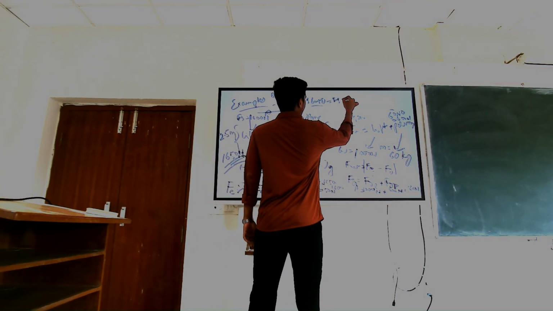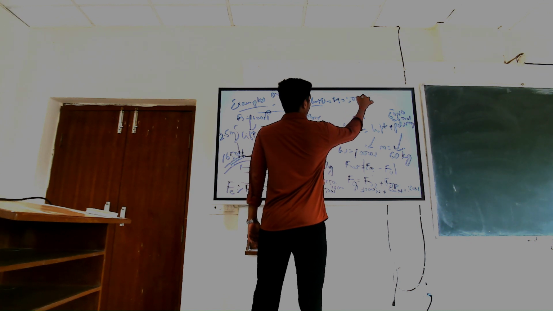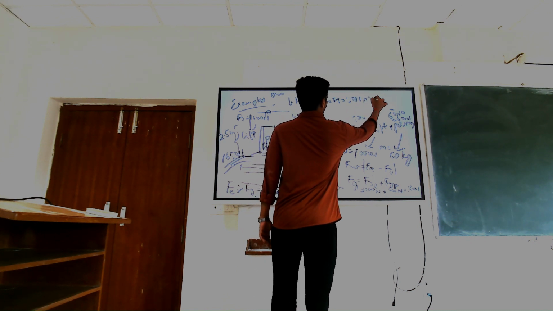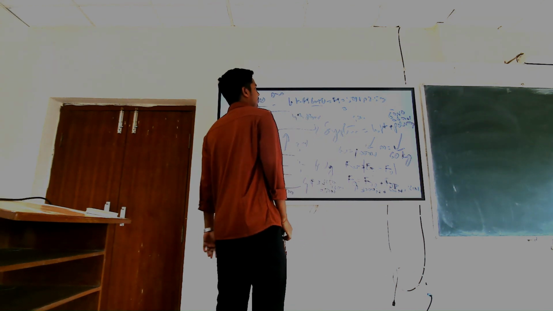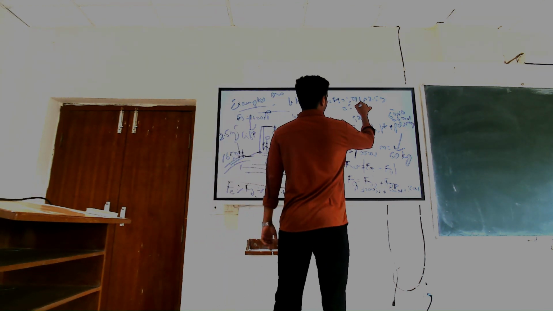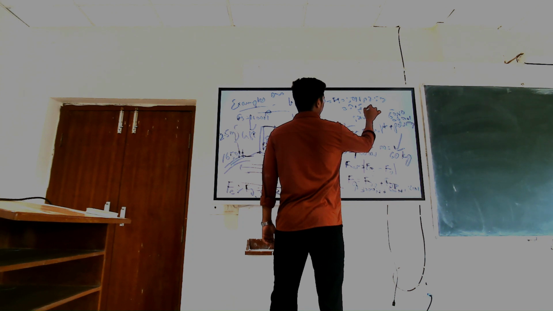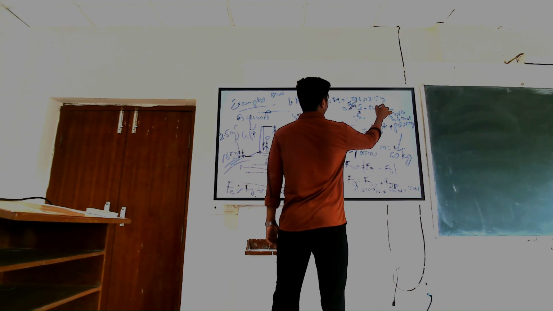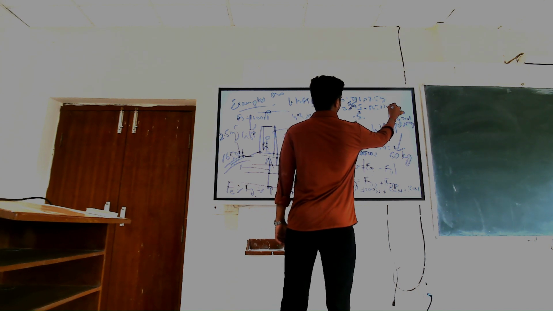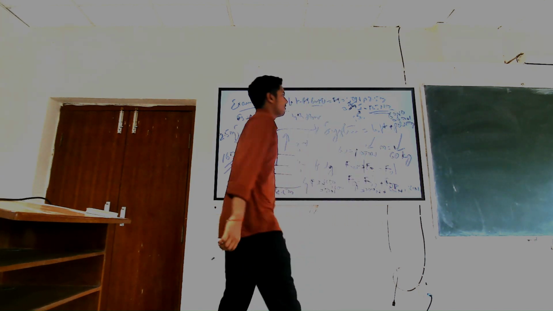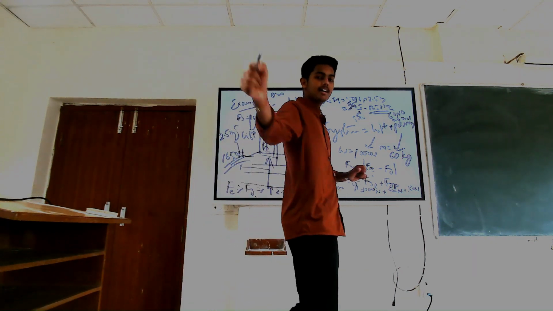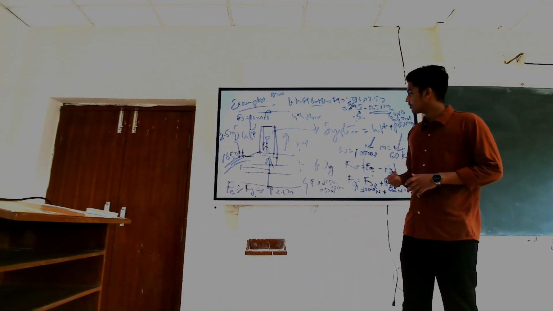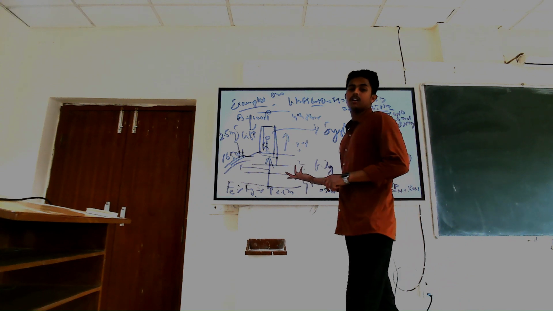So F is 50 Newton in the upward direction and s is 2.5 meters. So 50 into 2.5, how much? That is 5 by 2, right? 50 into 5 by 2. This is 25, 25 into 5, it's 125 Newton meter. So the work done is 125 Newton meter, done by the external force of the lift on the system.